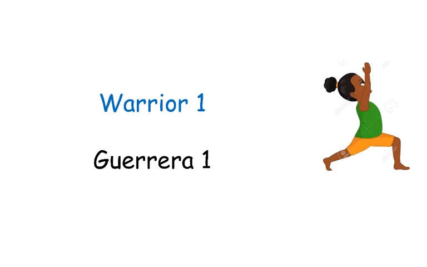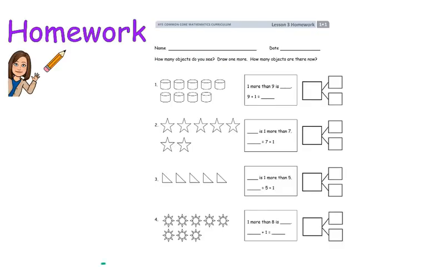All right, let's do another little wiggle stretch. Everybody stand up. Let's try Warrior 1. Let's do it for 15 this time. Let's count to 15. Ready? 1, 2, 3, 4, 5, 6, 7, 8, 9, 10, 11, 12, 13, 14, 15. Phew. All right, sit back down.